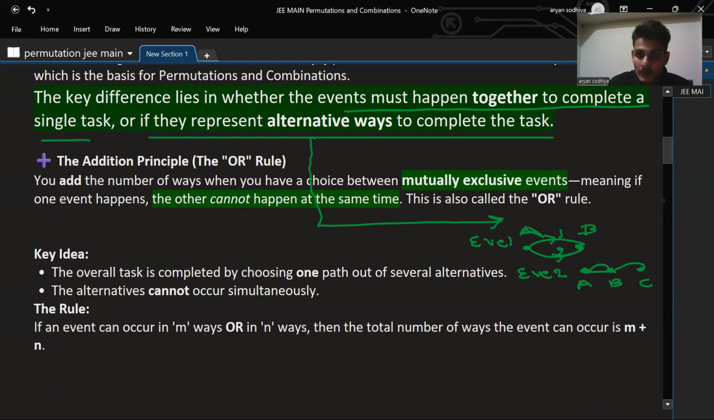But on the other hand, in event two, if I want to complete the task of going from A to C, and I go from A to B only, would my task be completed? I would say no, because I want to go from A to C. So the events must happen together to complete a task, meaning A to B is also needed and B to C is also needed. So this line represents this scenario.